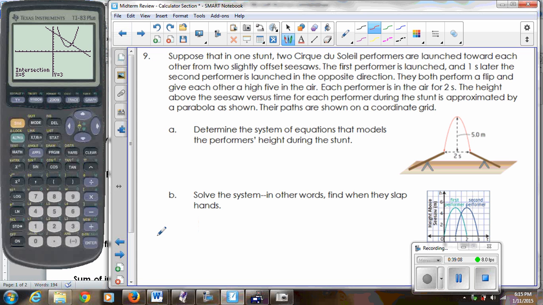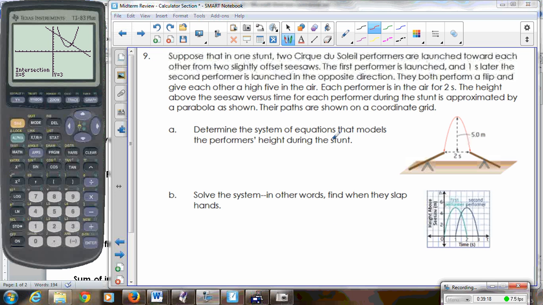Okay, 9 and 10 are really, I think, just the way the information is presented, and even on the midterm, it's a pretty tough question to solve, but I'm going to go ahead and show you how to do the example here. So it says, suppose that in one stunt, 2 Cirque du Soleil performers are launched toward each other from 2 slightly offset seesaws. So here's a diagram. So we've got these seesaws, so there's basically someone here that's going to be jumping into the air, and then there's going to be somebody here jumping into the air. And so down here you'll actually see, so here's one of the performers, and then here is the second performer.